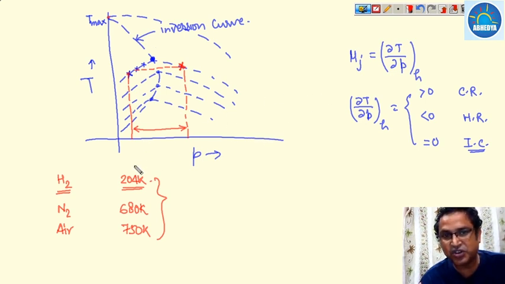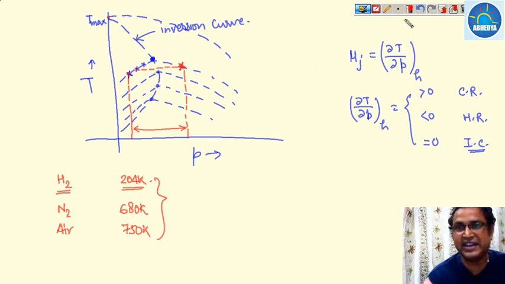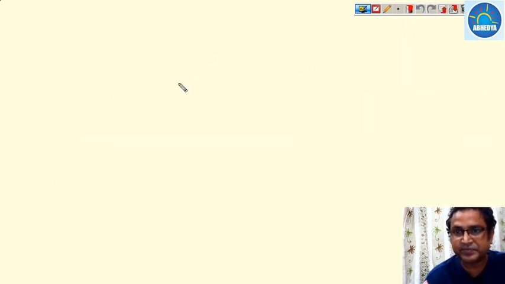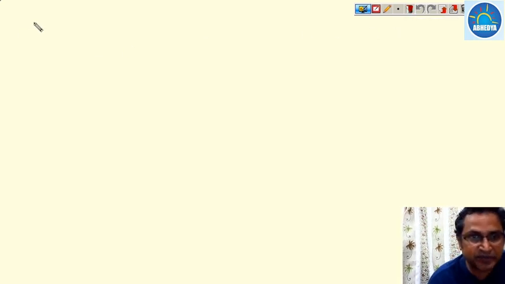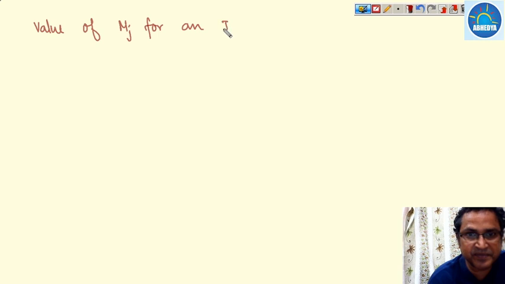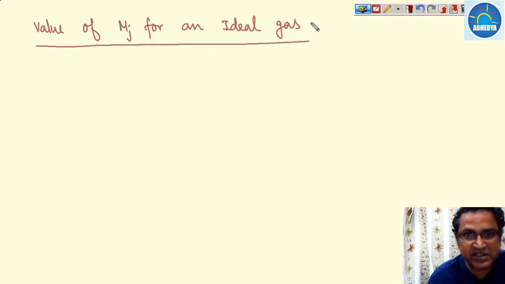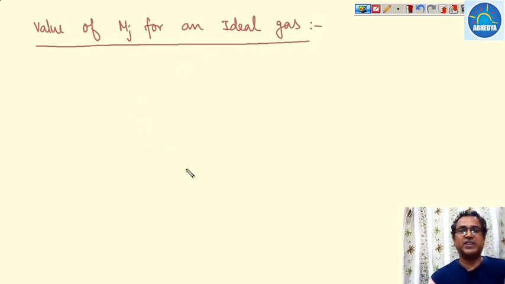Now I am going to derive the formula for the value of mu J for an ideal gas. This is again an important one. What is the value of mu J, the Joule-Thomson coefficient, for any ideal gas?